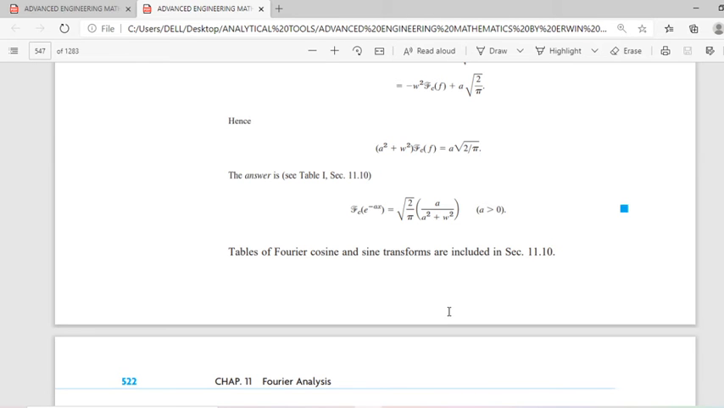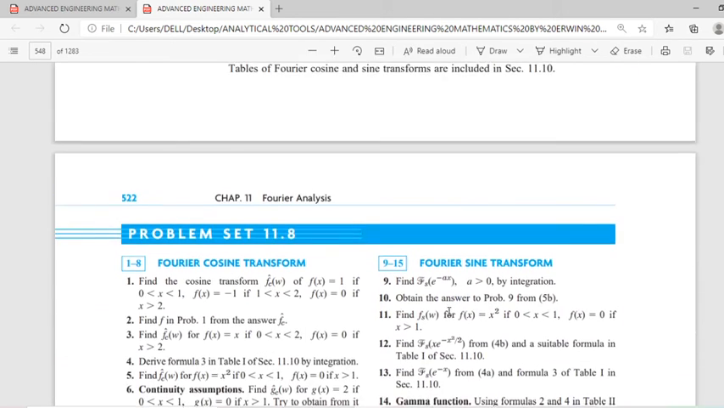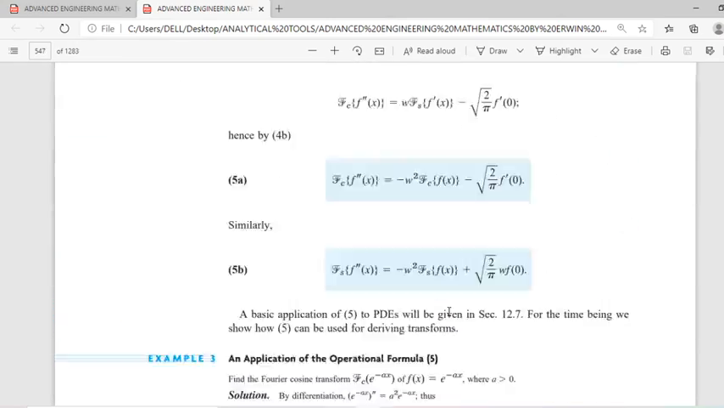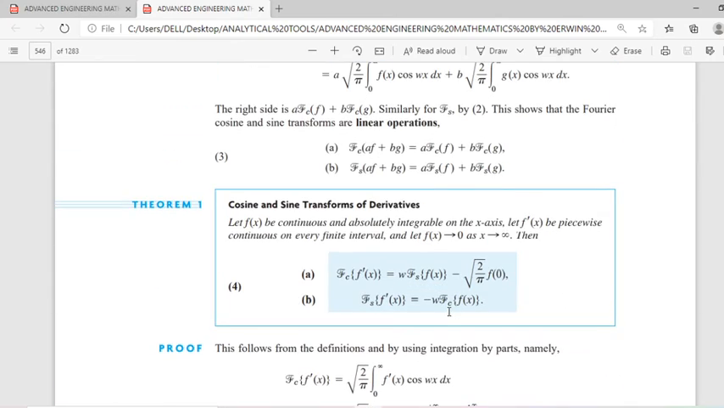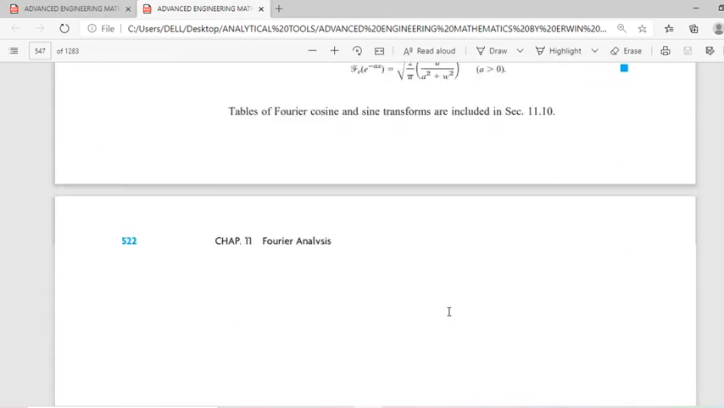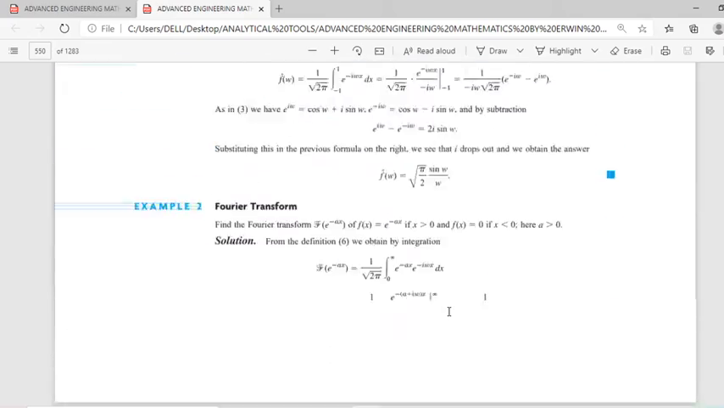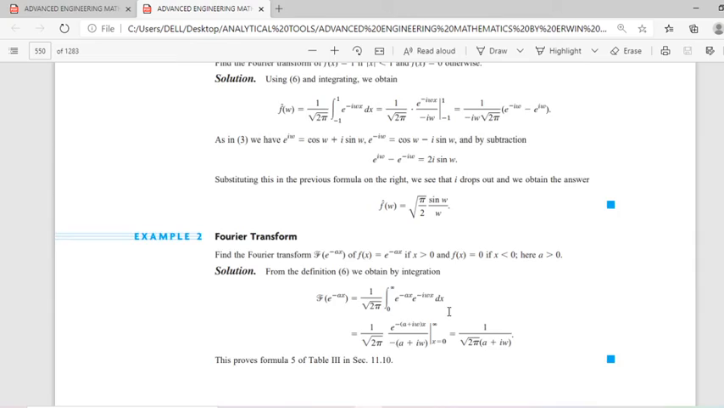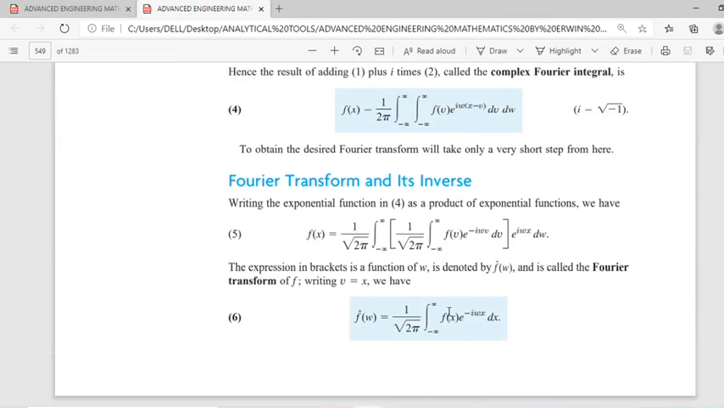Tables of Fourier cosine transforms, yeah, that is given in table 11.10. Where is the table? Oh yeah, let us check the table later.